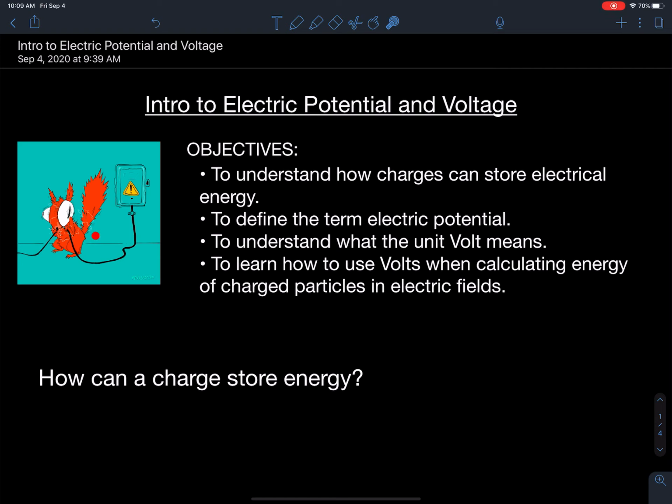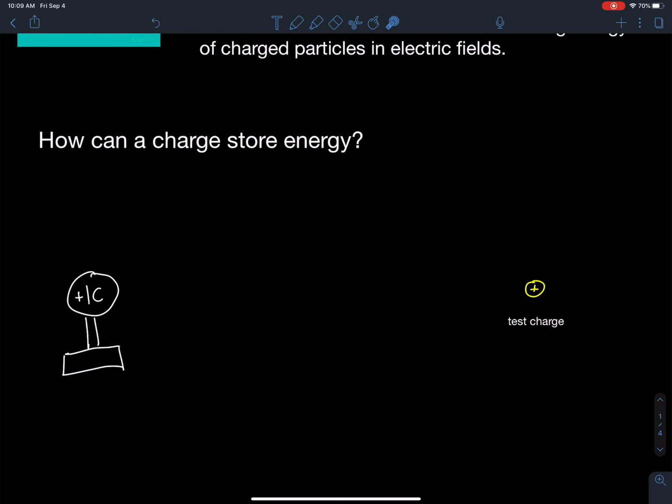And that's the big idea for this lesson. How do we calculate the energy associated with the movement of charge? So first of all, in order to answer that, we have to figure out how a charge can even store electrical energy, and that goes back to our original diagram.